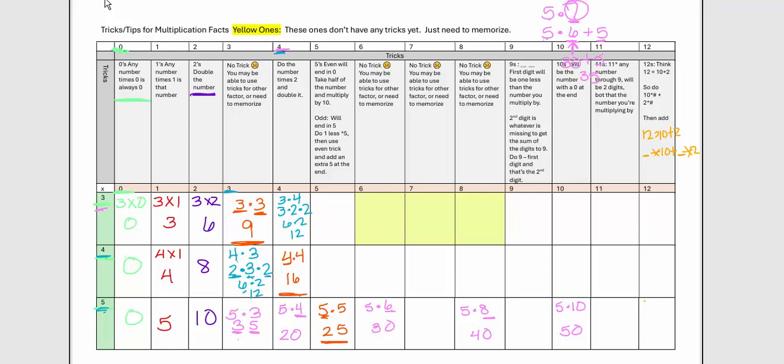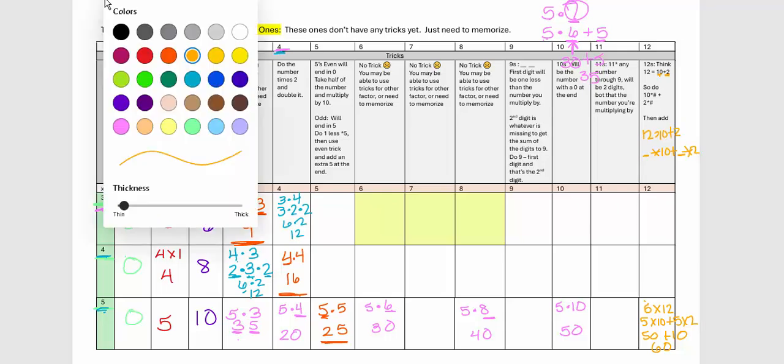So down here, let's see what that looks like. For 5 times 12, we're going to think 5 times 10 plus 5 times 2. So this is 50, and 5 times 2 is 10. So 50 plus 10 is 60. So we're multiplying the 5 times the 10 part, and then times the 2 part, and then adding those together.